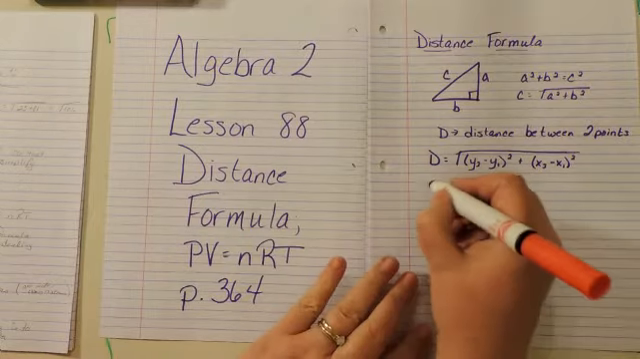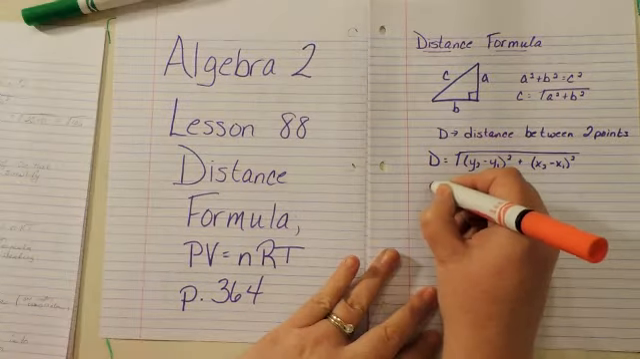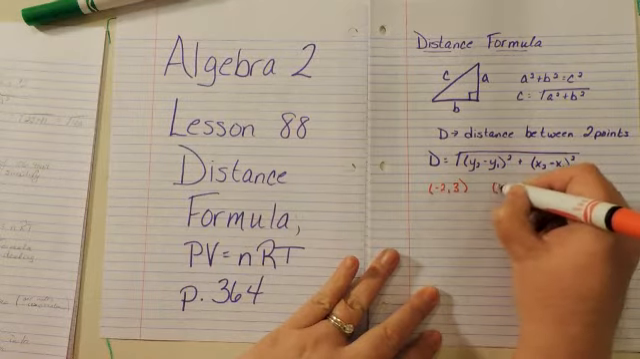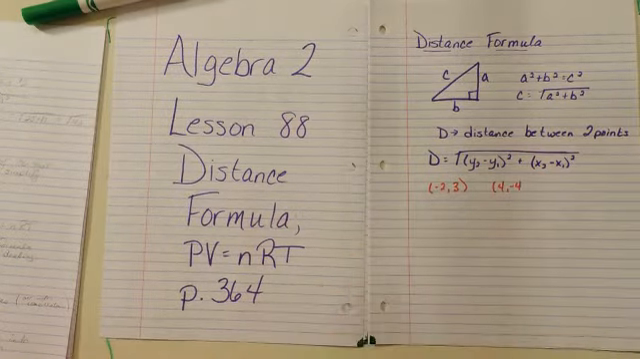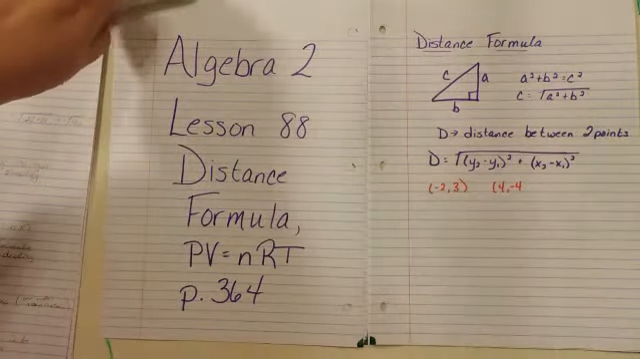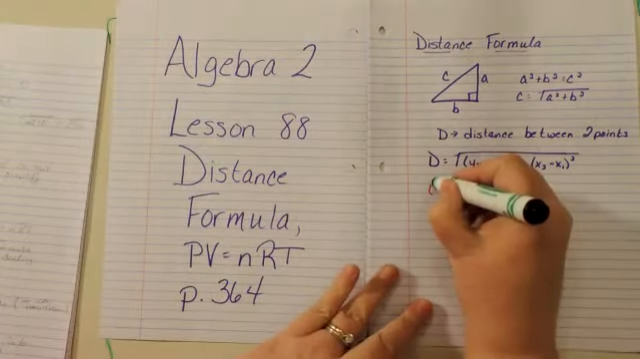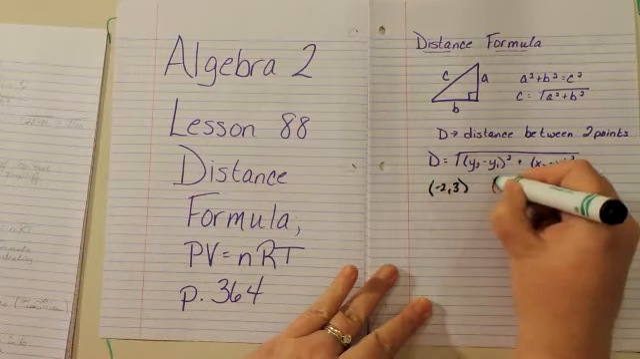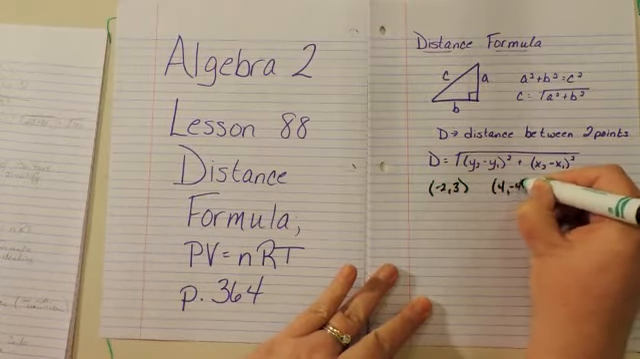So, our points were -2 and 3, and 4 and -4, and I think green will be easier to see. Let's pull this one out. -2 and 3, and 4 and negative 4.